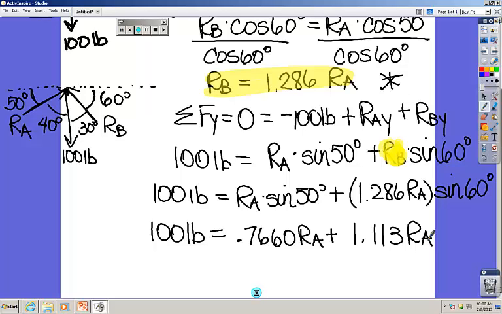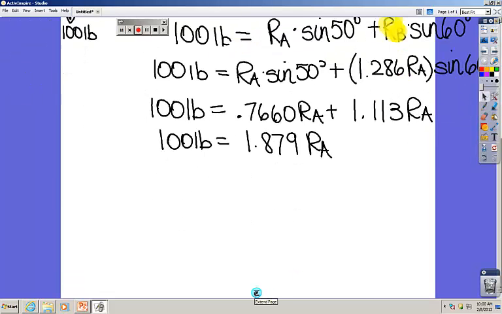So now I add those things up, and I get 100 pounds is equal to 1.879 RA. Now to get RA by itself, I need to divide both sides by 1.879. And for my final answer, I get RA is equal to 53.2 pounds. Alright, so now I know one of the things I was looking for, but I need to find the other piece.